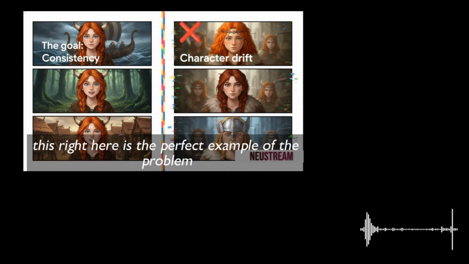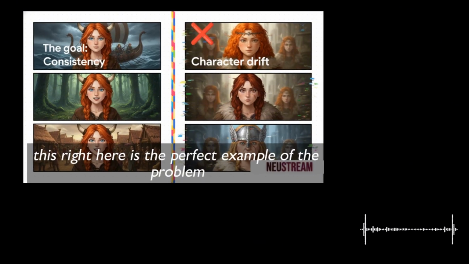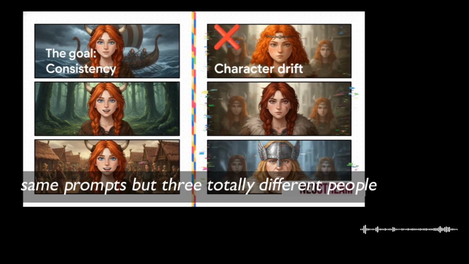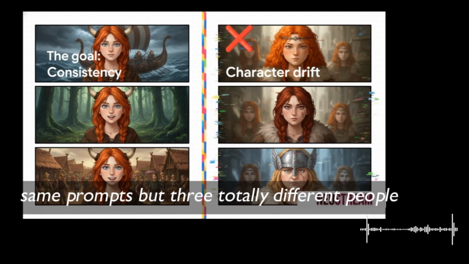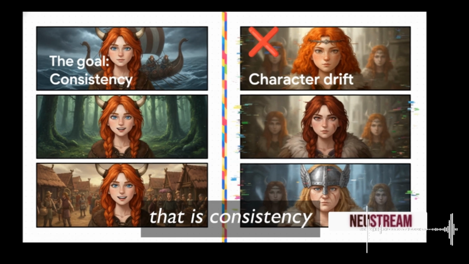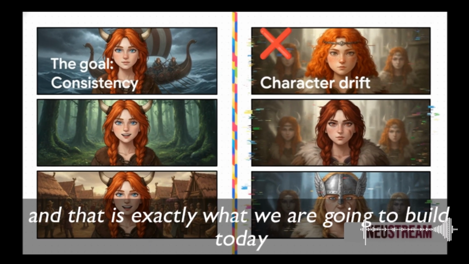And this right here is the perfect example of the problem. Over on the right, that's the identity crisis we all know and hate. Same prompts, but three totally different people. But on the left, that is control. That is consistency. And that is exactly what we are going to build today.